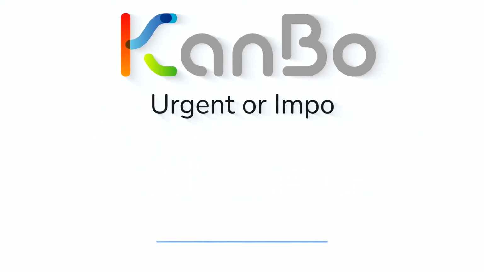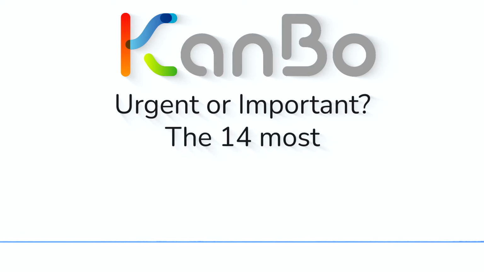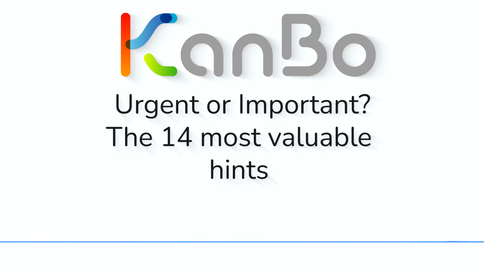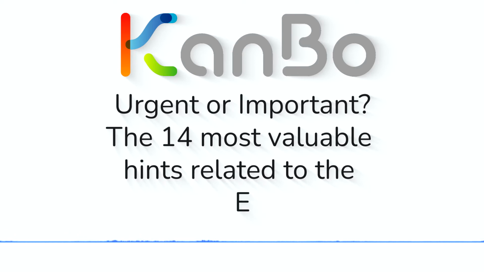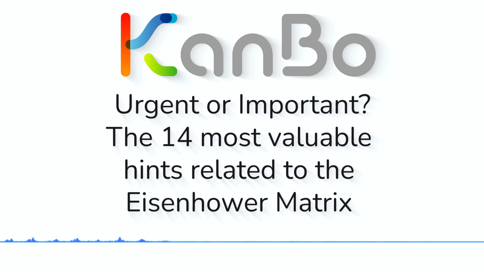Urgent or important? The 14 most valuable hints related to the Eisenhower matrix. The Eisenhower matrix helps you to prioritize your tasks. You can divide them into 4 decision-making areas: important and urgent, important but not urgent, not important but urgent, and not important and not urgent.